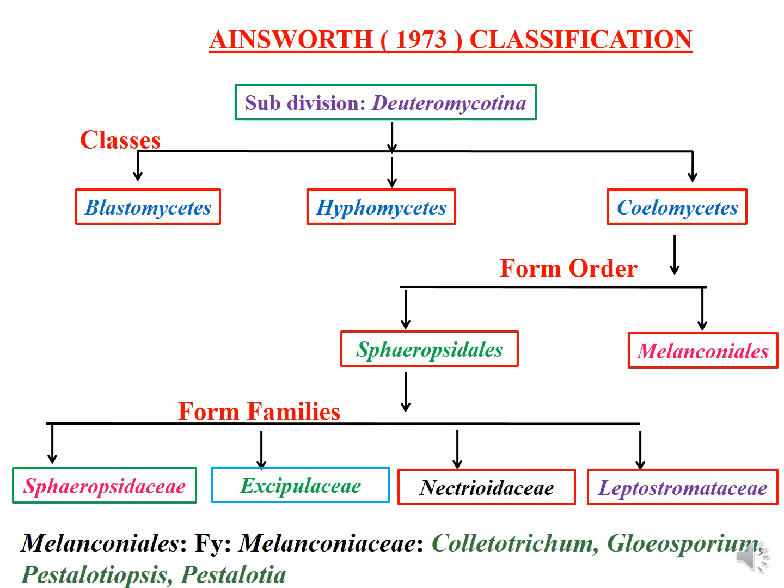In Melanconiales, we have one family, Melanconiaceae. Important fungi like Colletotrichum, Gloeosporium, Pestalotiopsis and Pestalotia are placed under Melanconiales.